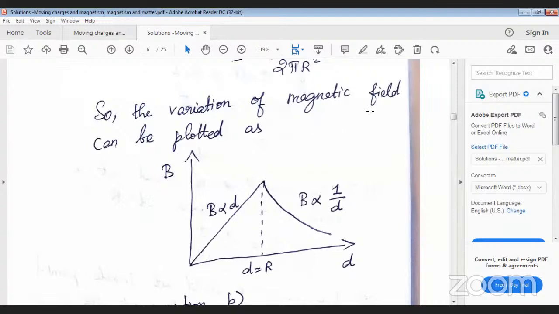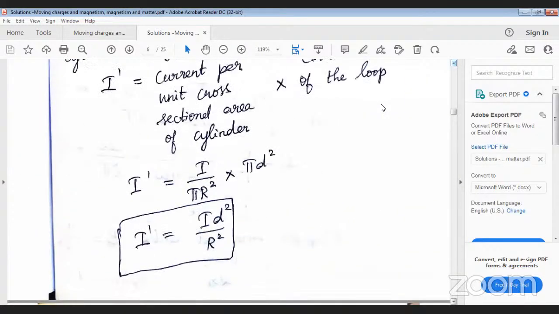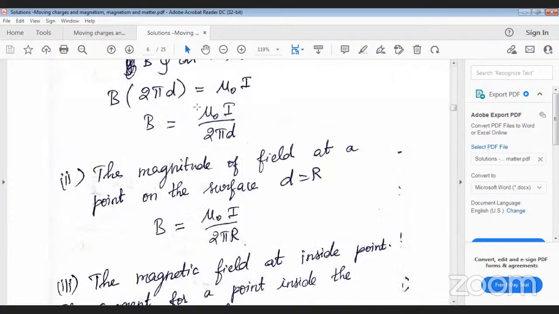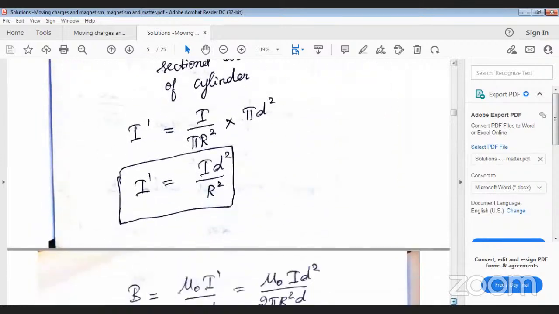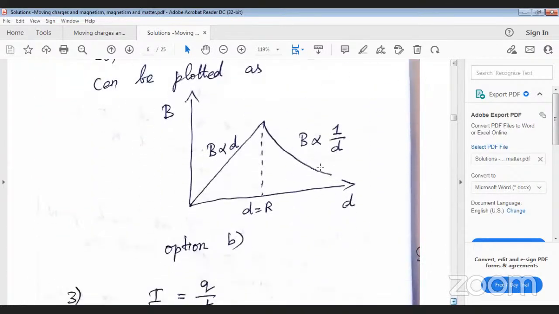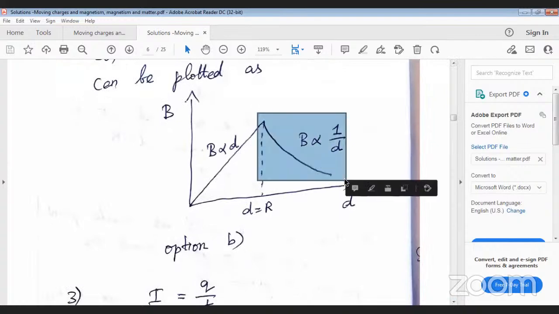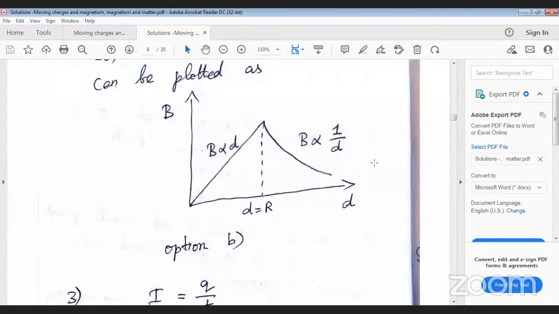After that, you can see from this expression, B is inversely proportional to d. So outside the cylinder, it is like this. B is inversely proportional to d. So it is falling down. So the correct graph is option 2.